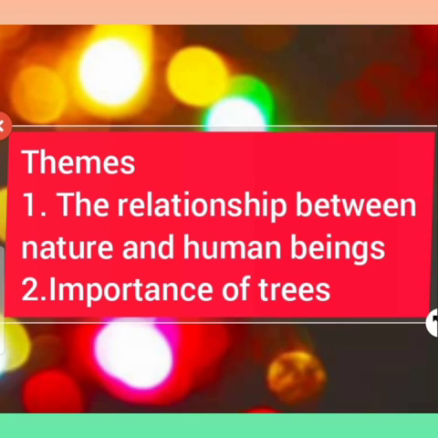The second theme is importance of trees. Just like I explained, trees are very important for human beings. Aesthetically, because we look at their beauty and we like to paint their picture. And materialistically, because we get wood and fruits from them.